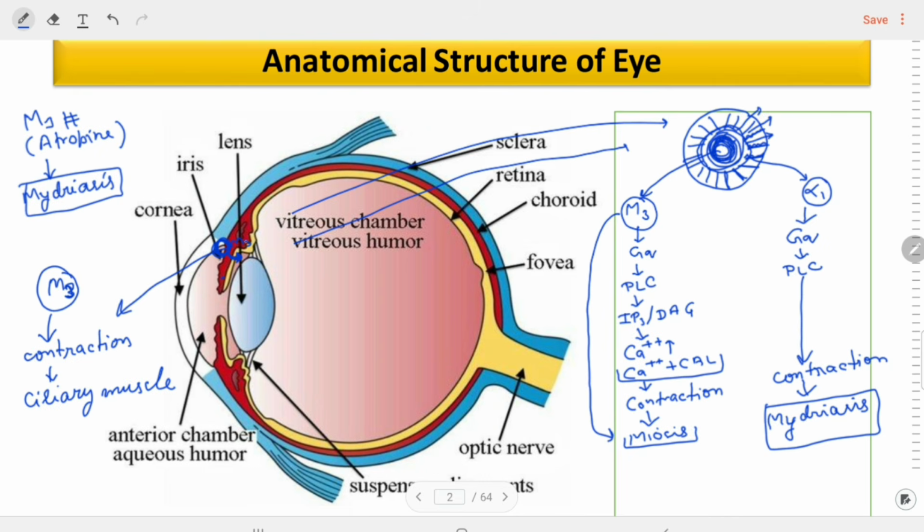Another thing: when this portion comes in this direction, it causes loosening of these zonular ligaments. Whenever these zonular ligaments get loose, there is pressure on the lens and it becomes more convex, which leads to clearer near objects and causes accommodation of the lens.